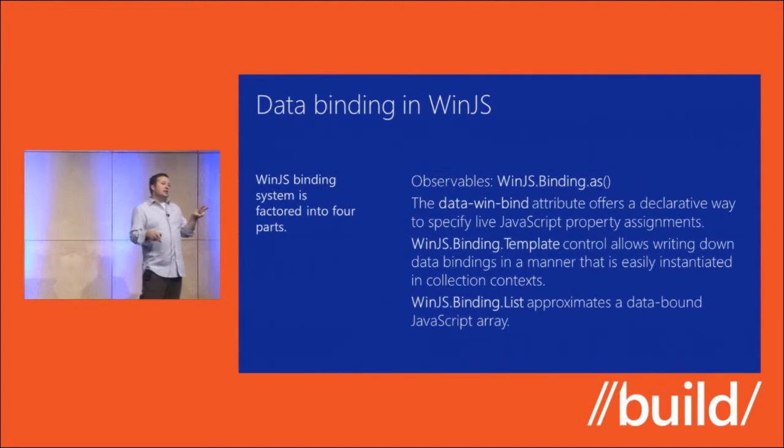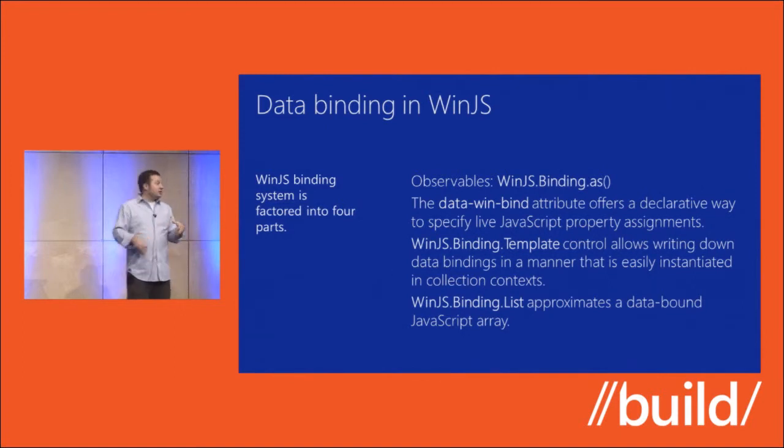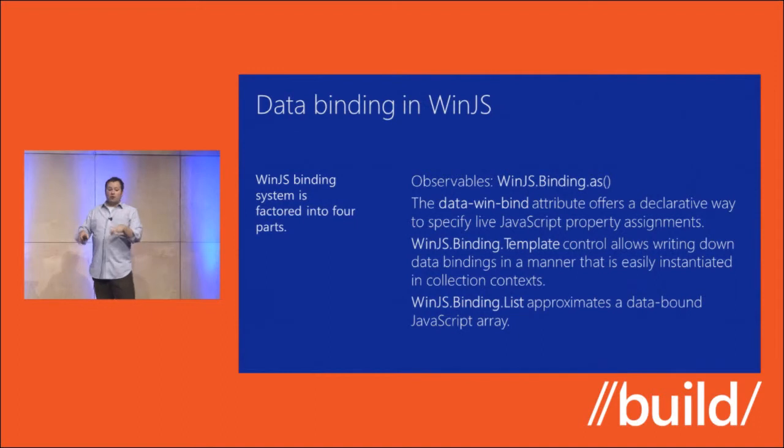The second thing is the declarative syntax for specifying data bindings. That's the data-win-bind attribute. The third thing, which we're not going to talk about in the talk today besides mentioning it here, is WinJS.Binding.Template. If you want to find out more about these, go see the ListView talk later today. It's a great talk. But WinJS.Binding.Template allows you to specify a collection of data bindings and some HTML that's meant to be instantiated in a collection context.